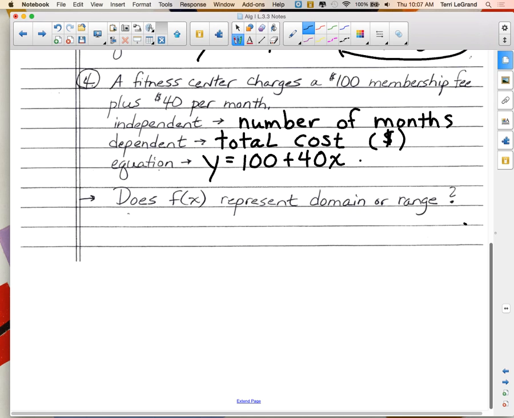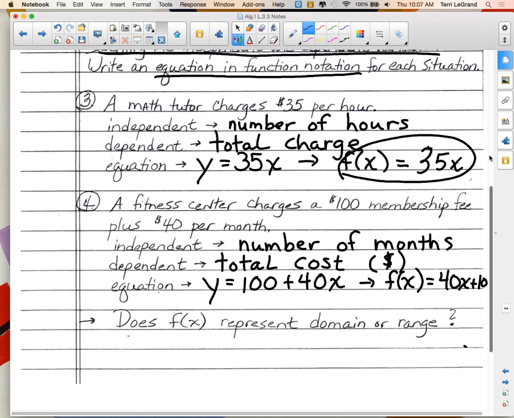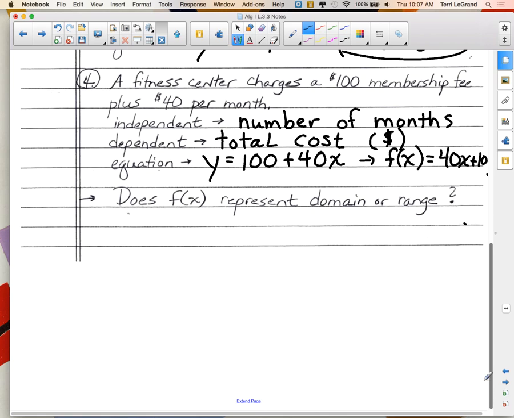Now let's write it in function notation. Our y gets replaced with f of x. And typically, I'm going to write it the way we would typically see it. Whoopsie, I always run out of room because I just write so big. This is a 100 here, 40x plus 100.